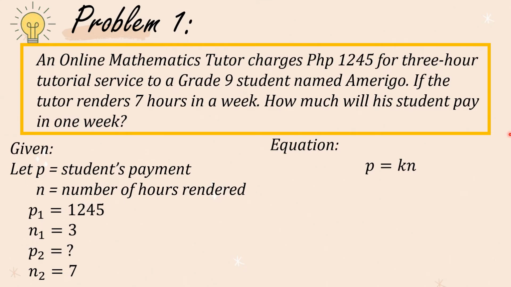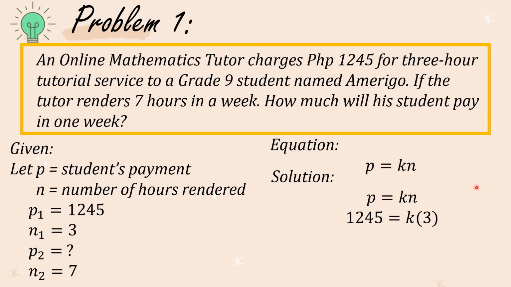So, meron na tayong equation, meron na tayong given. Ang susunod na step natin is to substitute the first pair. Sino ba yung first pair natin? Si P sub 1 at saka si N sub 1. So, i-substitute na natin. Let us have our solution. We use the equation P is equals to Kn. P is equal to 1,245 pesos, equal K, which is what we have to find. And then N is 3.